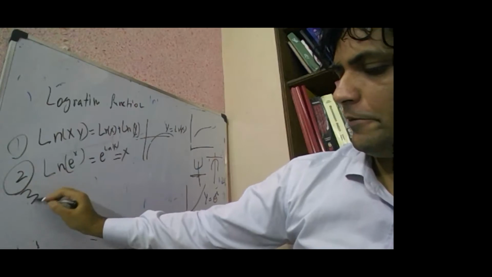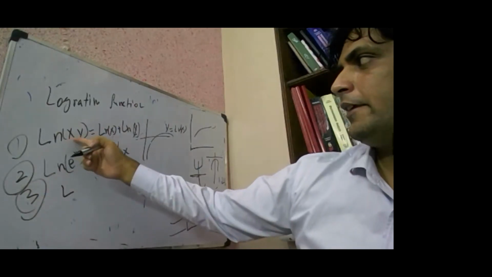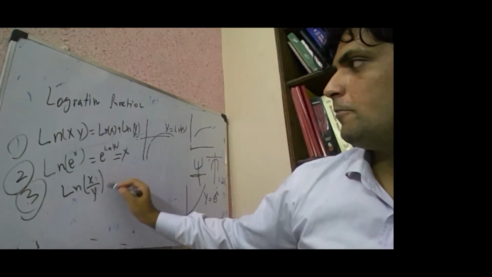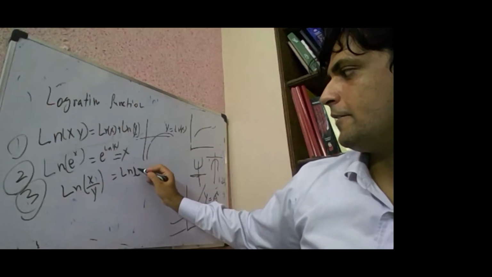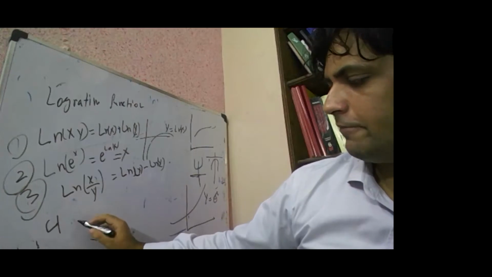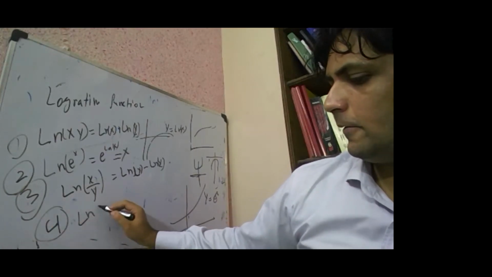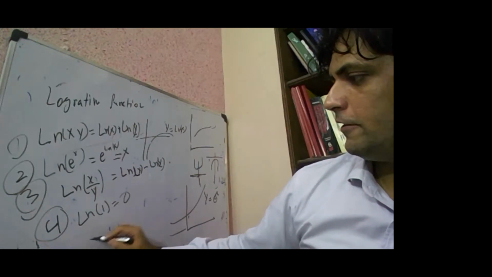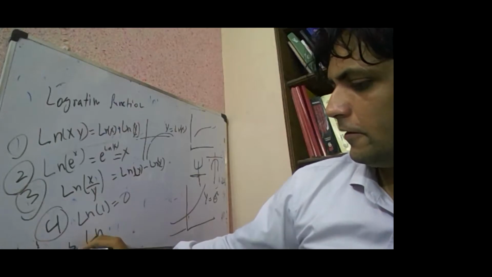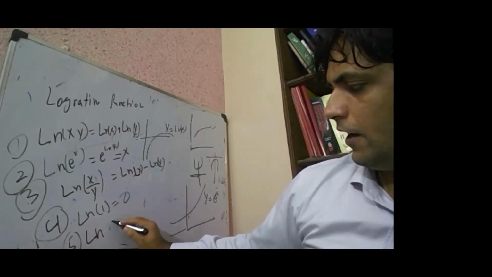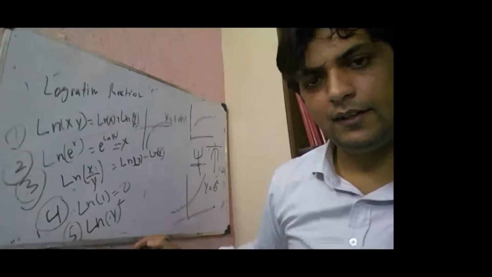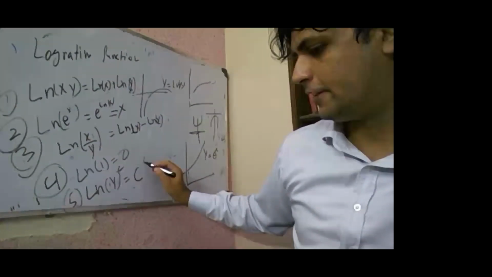That's number two. Number three, just like multiplication gives us addition, the natural log of a division gives us the subtraction of two separate natural logs. Do you understand? And then we can also have a constant. The natural log of 1 is always zero, right? And we have another function, natural log of y to a constant power. So the constant comes back.